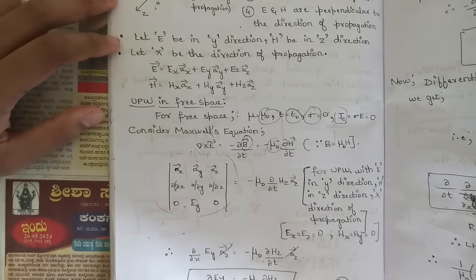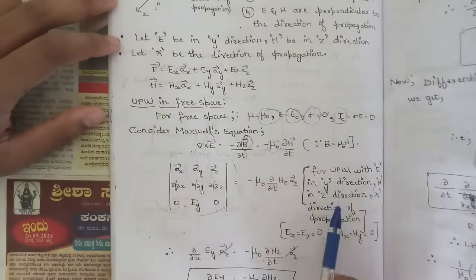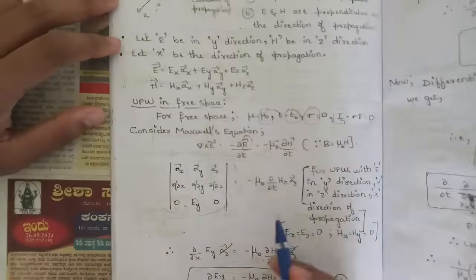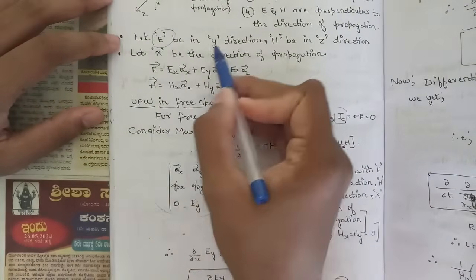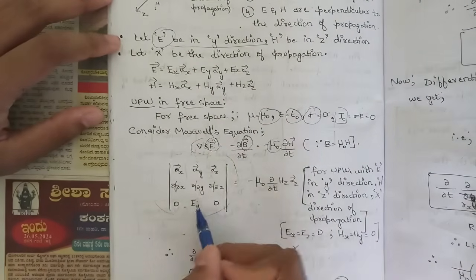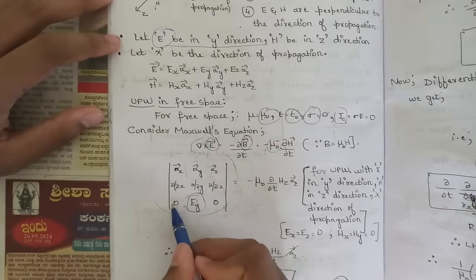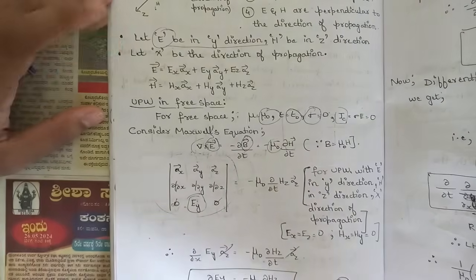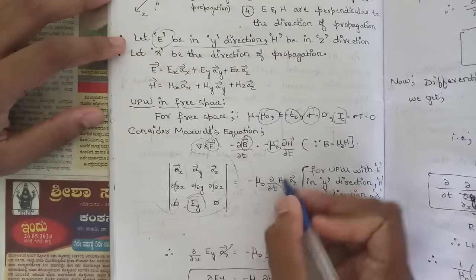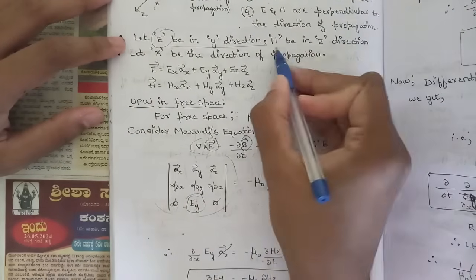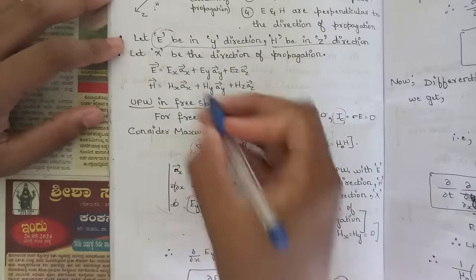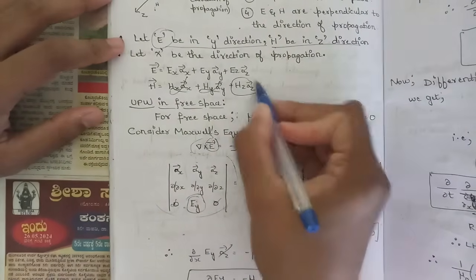Since we are considering UPW with E in y direction and H in z direction, and we have a del cross E, the y component alone would be active; the rest of the two components would be 0, so these two are 0. That is equal to mu naught dou by dou T of Hz, because I have taken H in z direction, right? So this H would be replaced by Hz into Az vector. These two components would be neglected, only this component would be left.